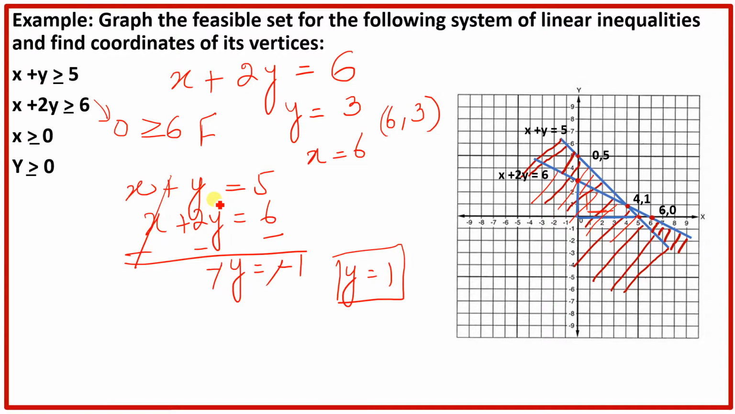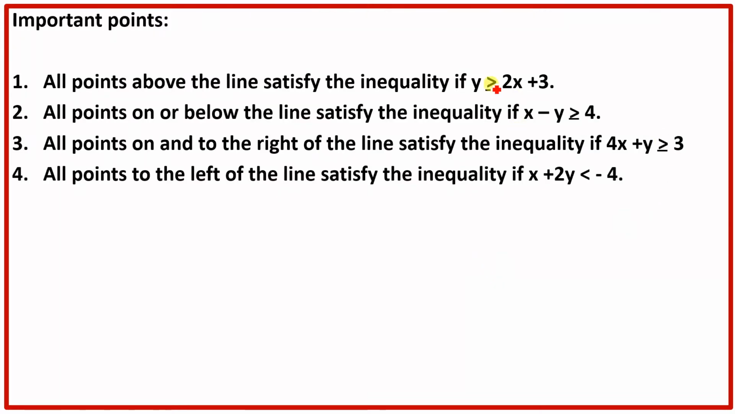Now put y equal to 1 here, so x plus 1 is equal to 5 and x is equal to 4. So 4 and 1, because you always have to write the x coordinate first. So where these two lines intersect, the point is 4 and 1, and this is the feasible region. I hope these two examples are clear, and here I have mentioned a few important points.